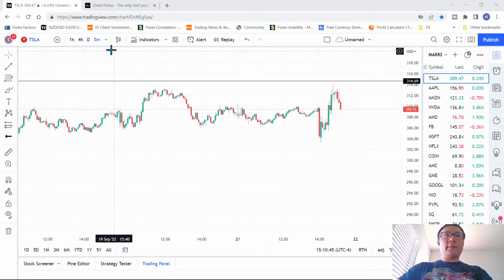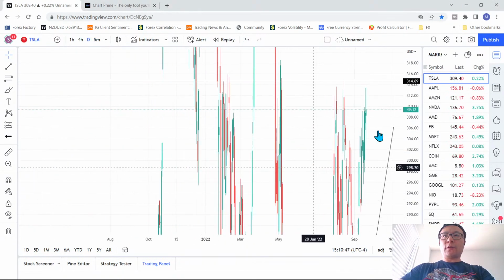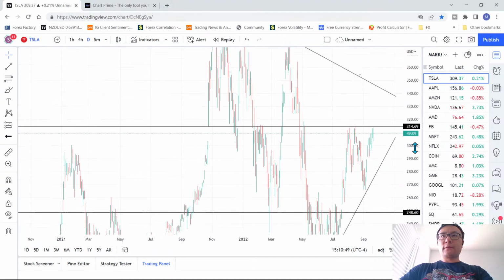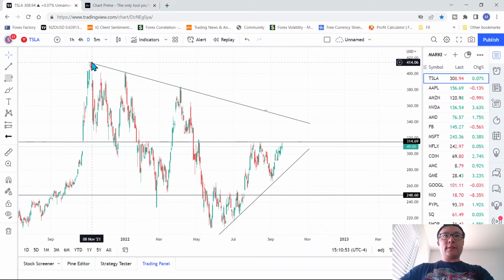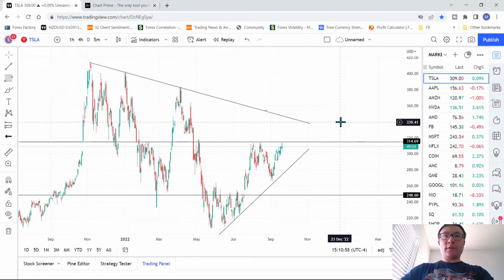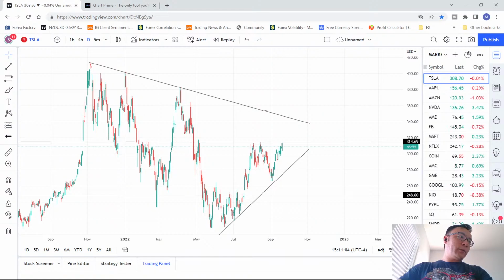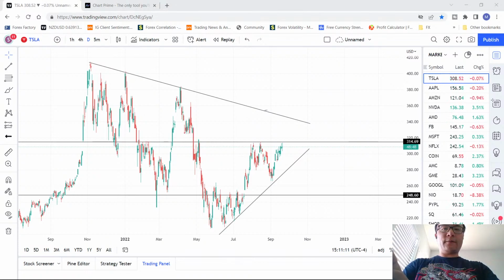All right, and the profit that I'm going to try to shoot for is essentially this downward trend line. So I'm going to probably target 340. Okay, let me just write this down. Target price, 340.